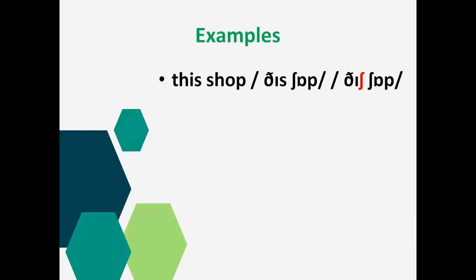Let's use examples. Number one is, "this shop." There are two words in this phrase. The last sound of "this" is s, and the first sound of "shop" is sh. So s is followed by sh, so it will become sh. There will be a double sh sound. So "this shop" will be assimilated to "thish shop."